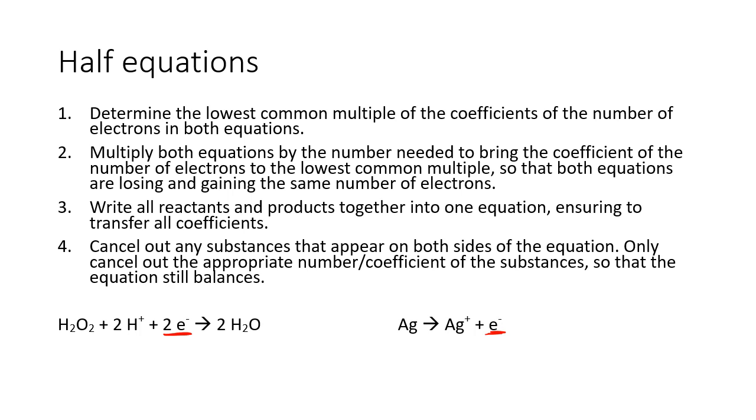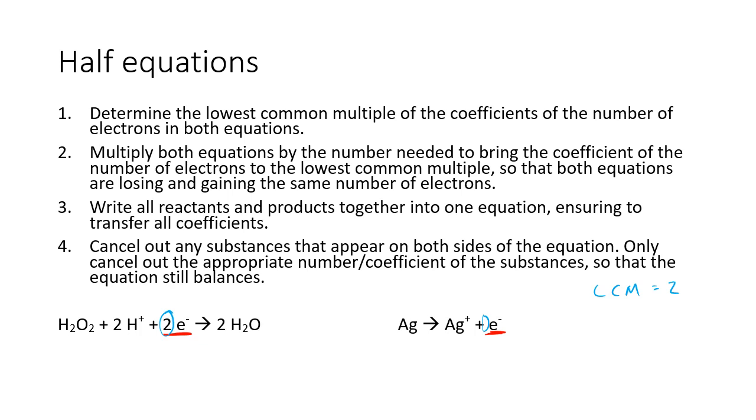So we need to, first of all, determine the lowest common multiple of the coefficients of the number of electrons in both equations. So what's the coefficient here? 2. What's the coefficient here? 1. All right. So those two coefficients, 2 and 1, what's the lowest common multiple? The lowest common multiple of those two is 2. Then you need to multiply both equations by the number needed to bring the coefficient of the number of electrons to the lowest common multiple, so that both equations are losing and gaining the same number of electrons.